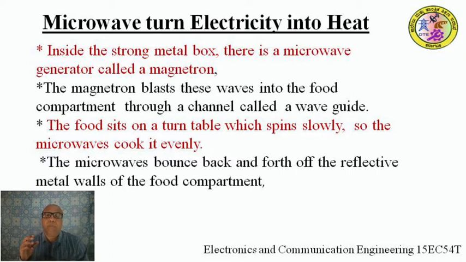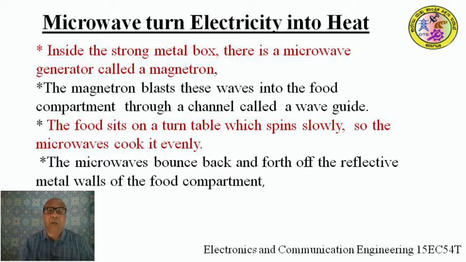The microwaves which are generated are passed through a waveguide, which then they bombarded into the compartment of the microwave oven. The food is kept on a turntable which keeps on spinning slowly so that the microwave cook it evenly. The waves should reach to every molecule evenly, so the food is cooked evenly.